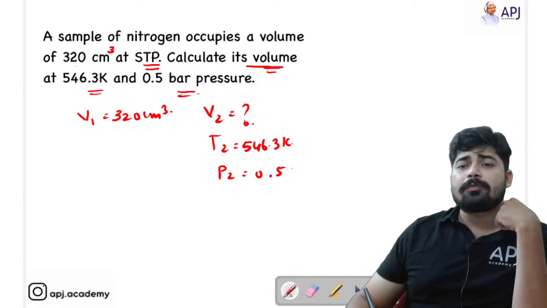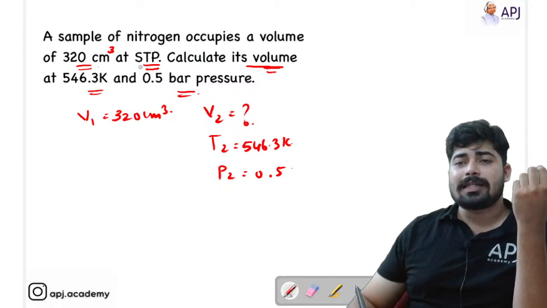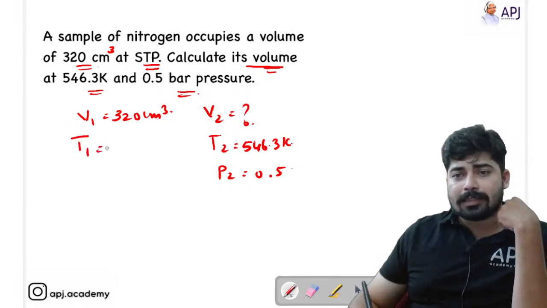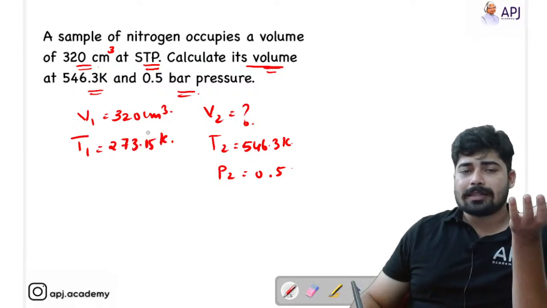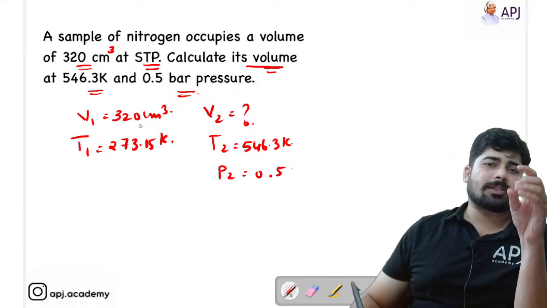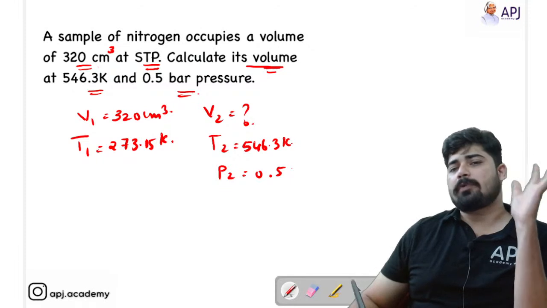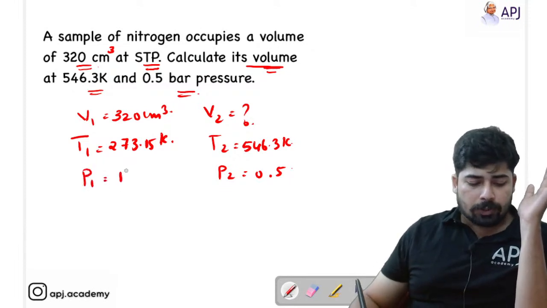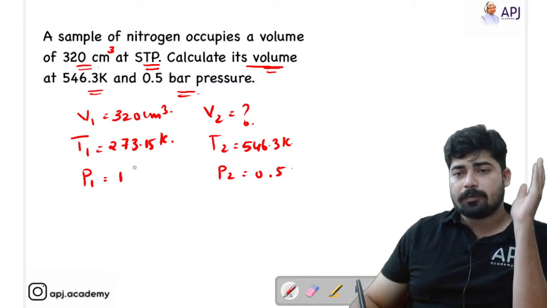Initially it has told that V1 is 320 centimeter cube at STP. We know that at STP the temperature is equal to 273.15 Kelvin. So you have to understand that STP means standard temperature and pressure. At standard temperature and pressure, the temperature is 273.15 Kelvin, and what is the pressure? Pressure will be equal to 1 bar.